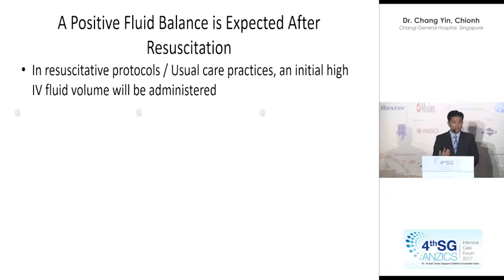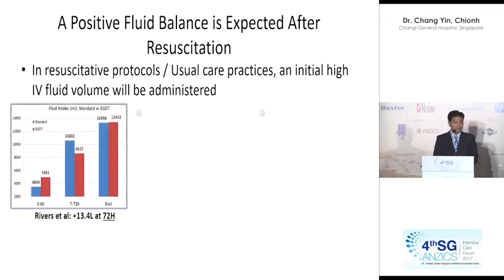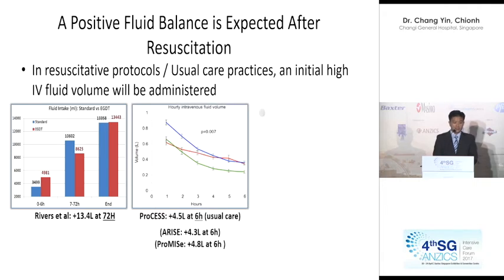We have come to accept that in all our resuscitative protocols, in all the usual care, either a resuscitative protocol if you follow the EGDT very strictly, or even in the usual care practices nowadays, a very high initial IV fluid volume will be administered. Original Rivers study, 13 liters at the end of 72 hours. You look at a more recent randomized control trial, the ProCESS study, positive 4.5 liters already at the 6th hour, and this is in the usual care arm.